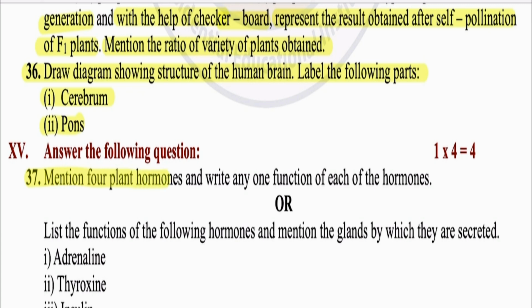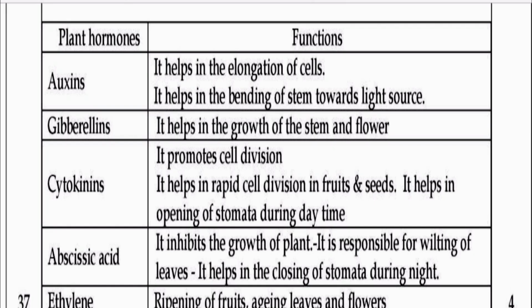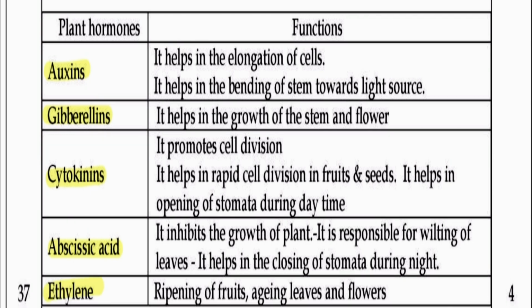Mention 4 plant hormones and write any one function of each of the hormones. The plant hormones are auxins, gibberellins, cytokinins, abscisic acid, and the fifth one is ethylene. Auxin's function is helping in elongation of cells and the bending of the stem towards the light source, whereas gibberellins help in growth of stem and flower. Cytokinins promote cell division, and help in rapid cell division in fruits and seeds.